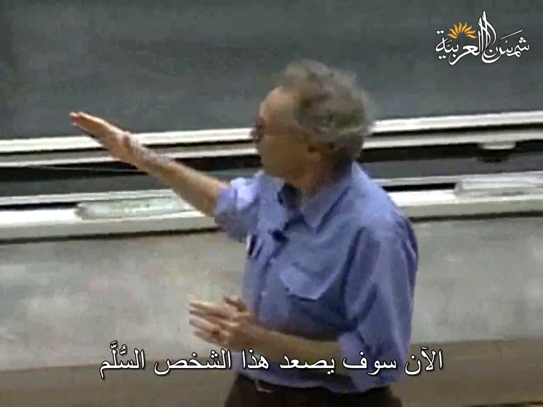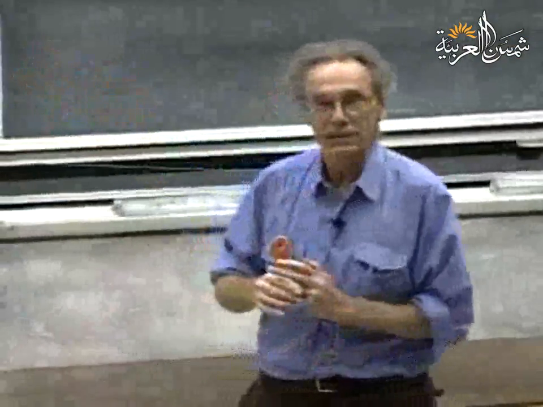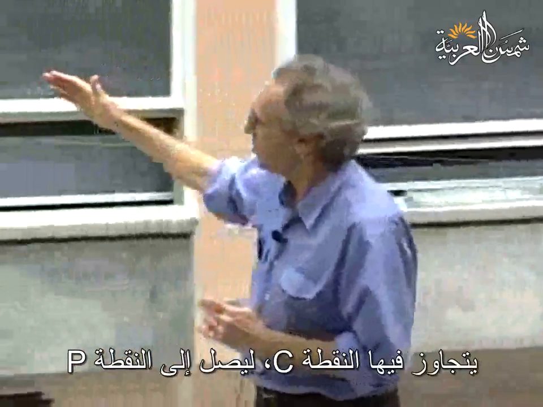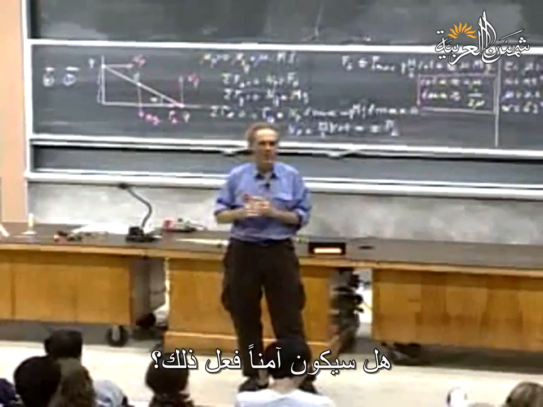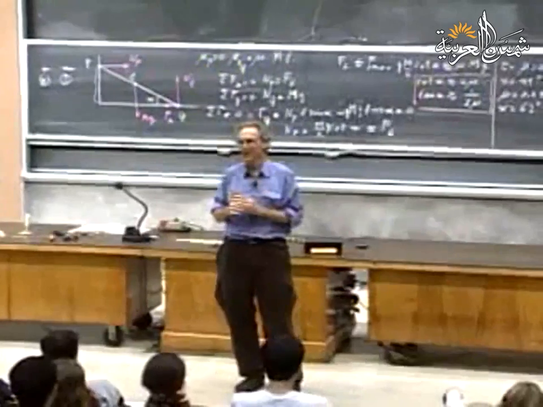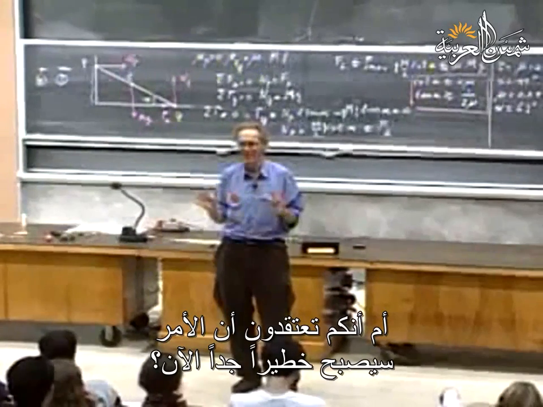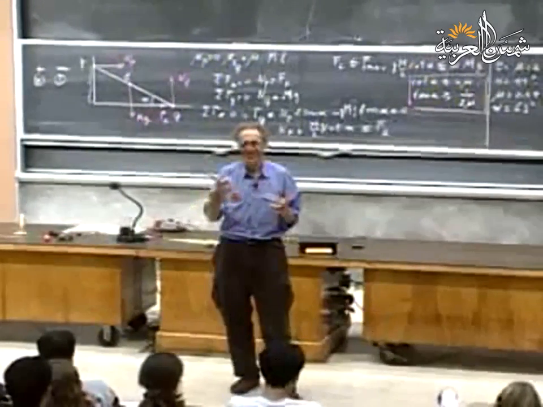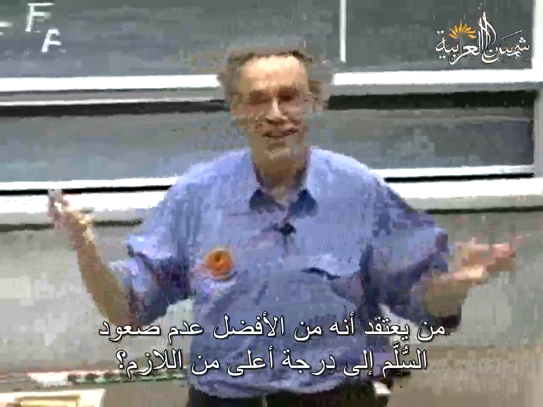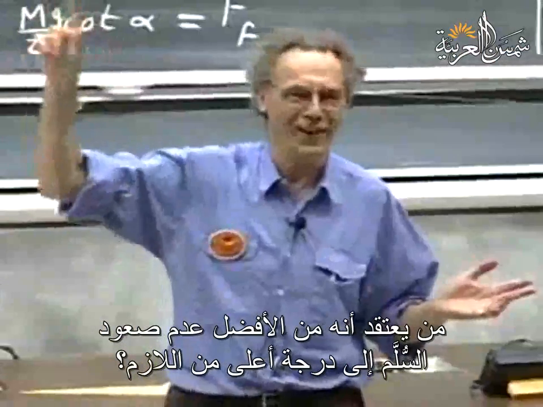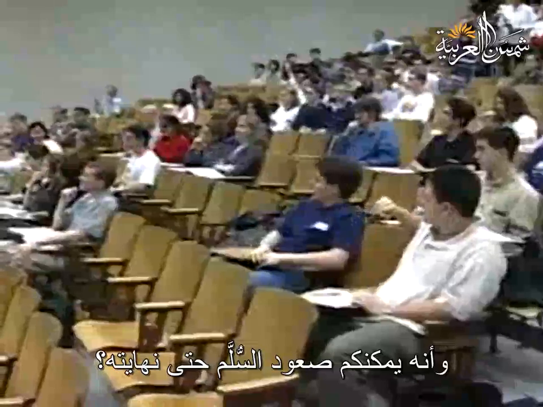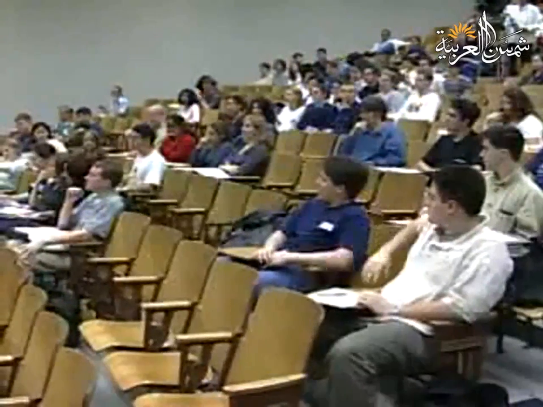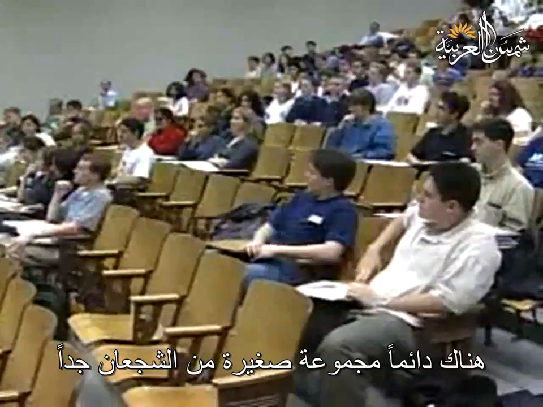Now this person is going to climb the ladder, and then there comes a time that it passes point C and reaches point P. Will it now be safe to do that? Or do you think that now it's going to be very dangerous? What do you think? Who thinks that you shouldn't get too high up on the ladder? Who thinks it makes no difference? You can go all the way up to the end. There are always a few very courageous people.